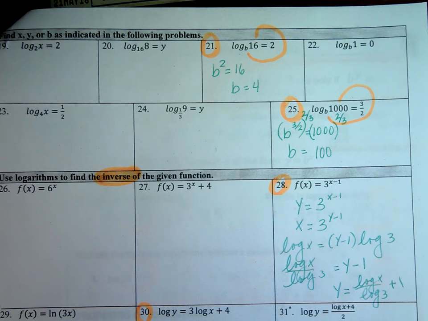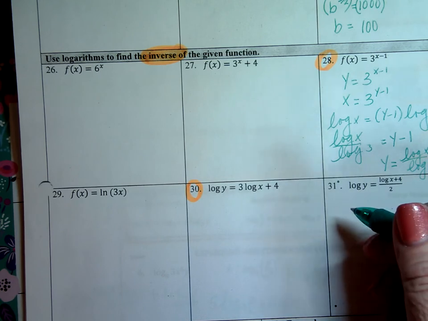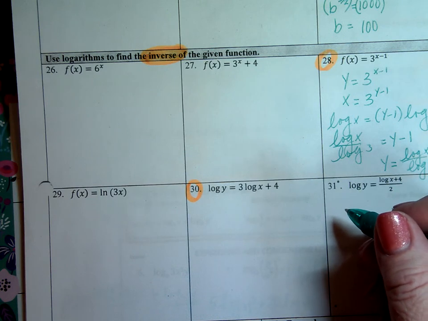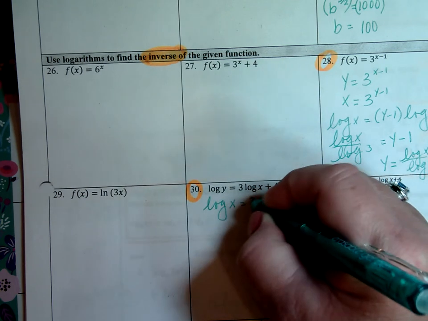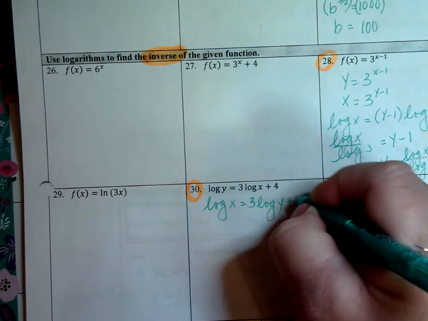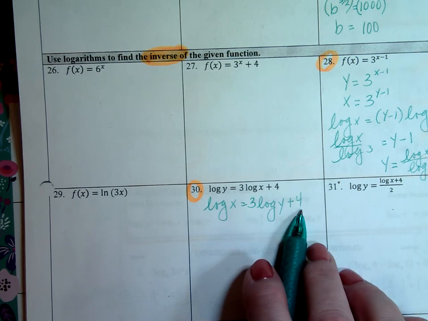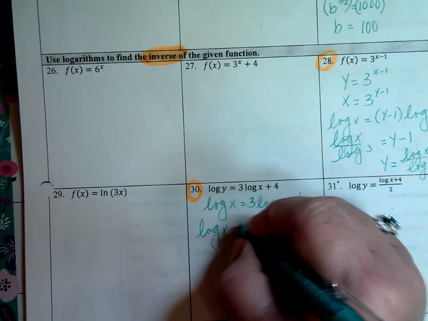Last one is number 30. 30 says, find the inverse. All right, well, they don't have this one as an f of x, so I don't have to write the y. All I need to do is switch. Log of x equals 3 log of y plus 4. I am digging to get to the y, so first thing I'm going to move is the 4. 4 is coming to the other side. So now I've got the log of x minus 4 equals 3 log of y.